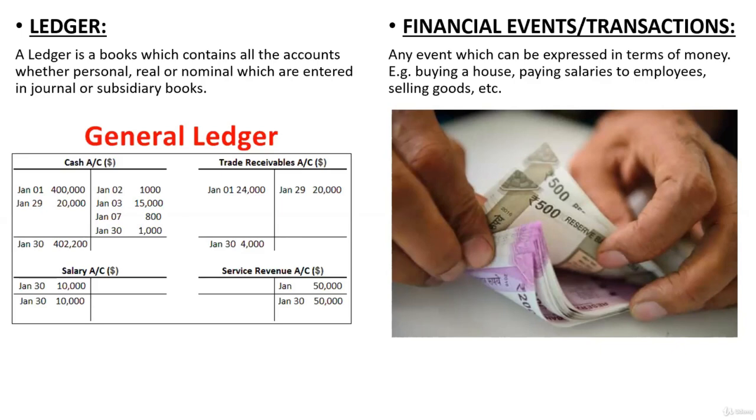Taking a second example, a laborer in our factory got hurt and has a severe pain in his leg. Can this transaction be expressed in terms of money? No, this is a business activity that happened in our factory, but it cannot be converted into terms of money. So this will not be called a financial event or financial transaction.